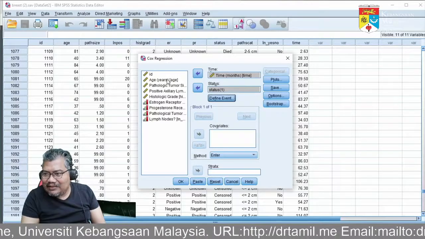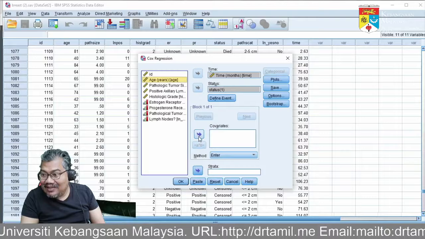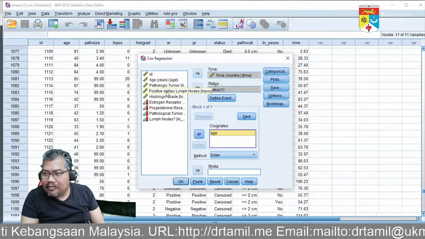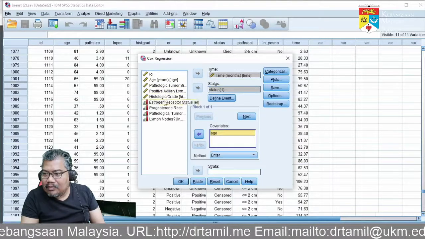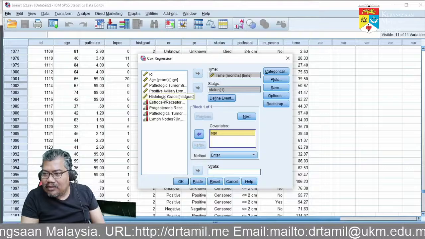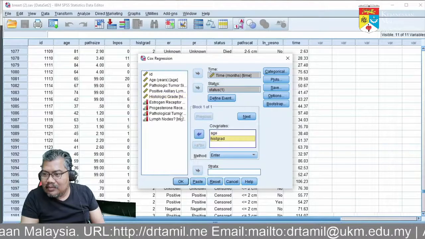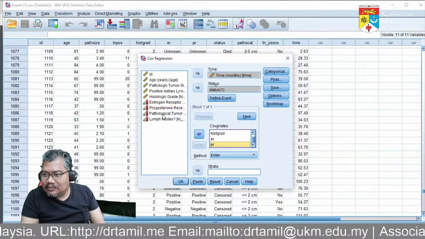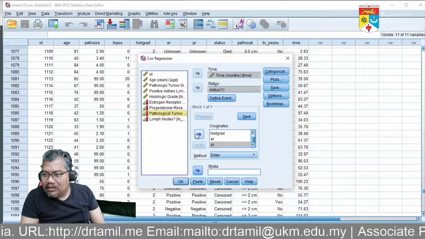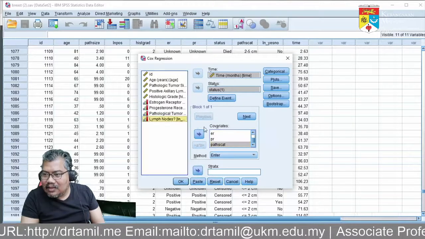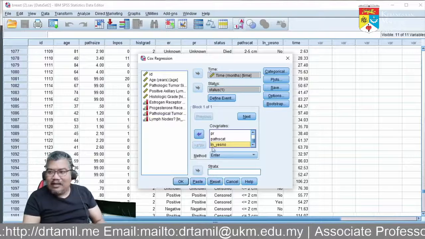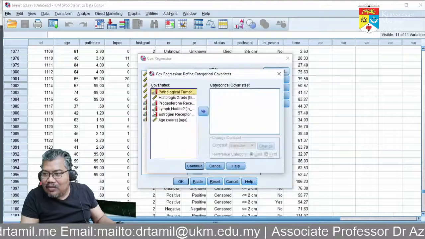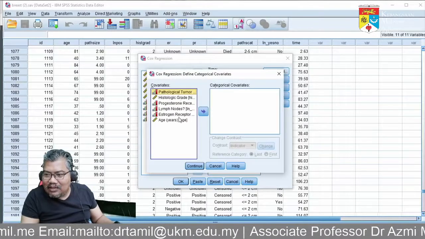What is the variable of interest? It is age. Then we have the histological grade, estrogen receptor, progesterone receptor, pathological tumor size, lymph node. Next we have to set the reference group. These are all categorical data except for age.